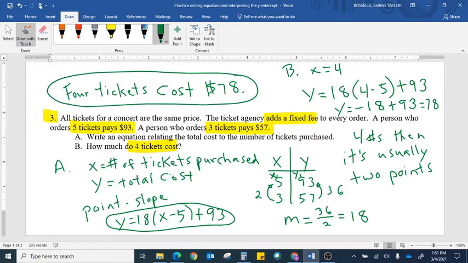Period. All right, so 4 tickets. Between 5 tickets and 3 tickets is 4 tickets, so that would make sense that 78 is between 57 and 93. Okay? So 78 would fall right in here, and 4 tickets would fall right in here. Okay, so that would make sense in that way.